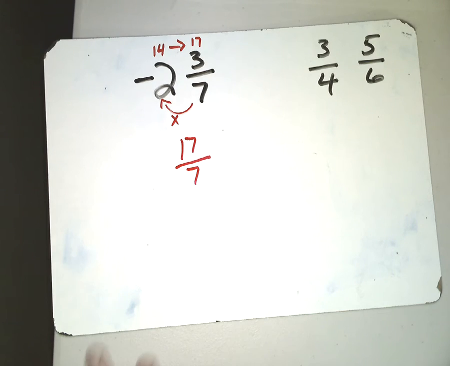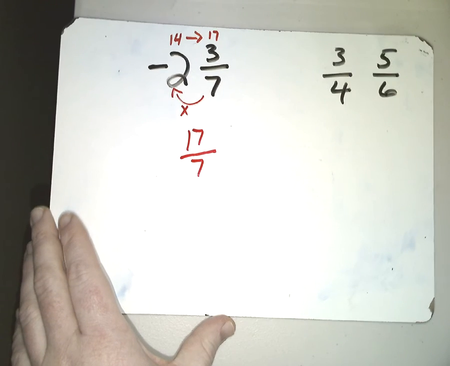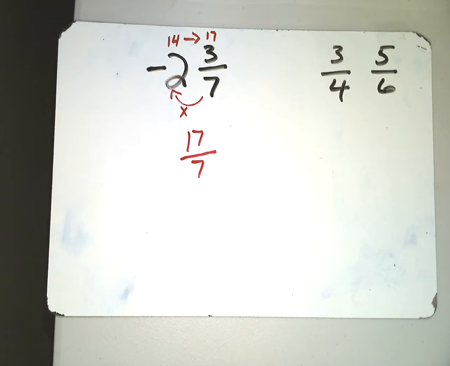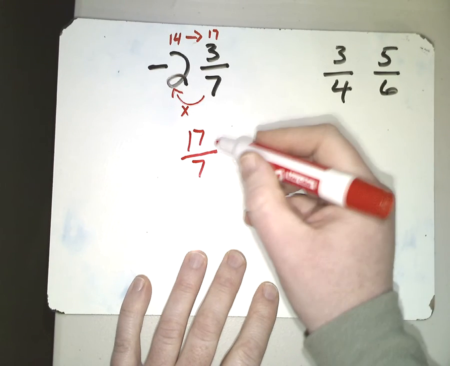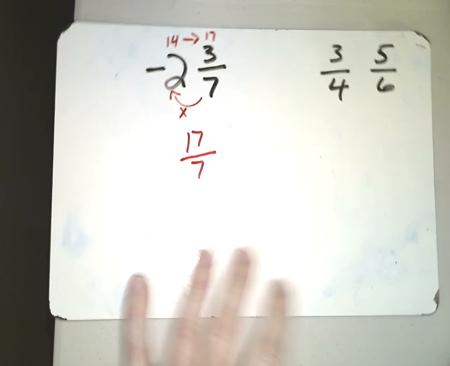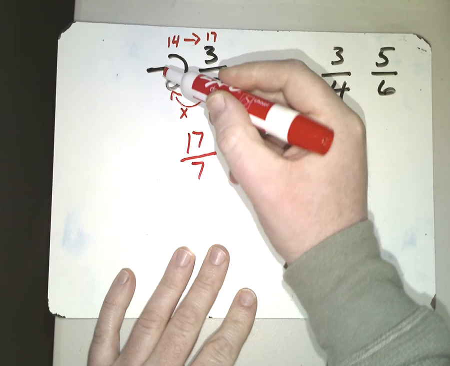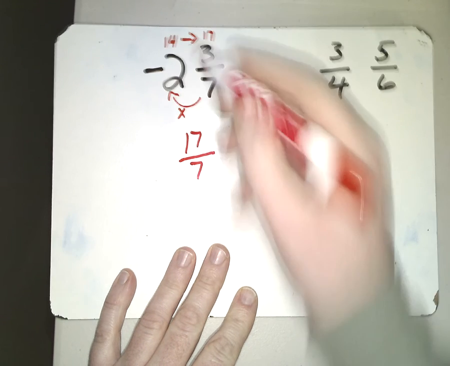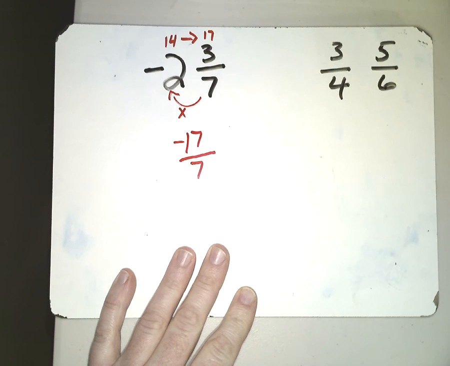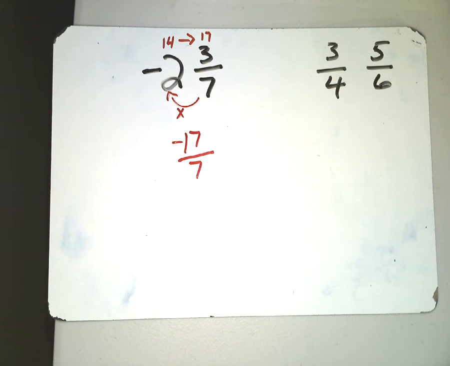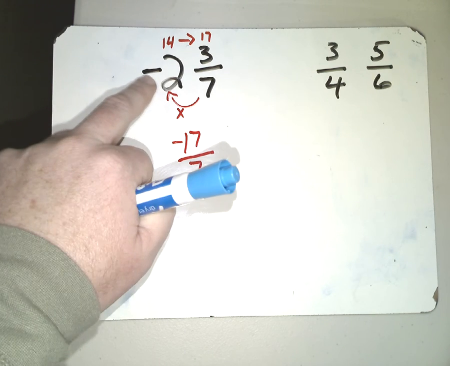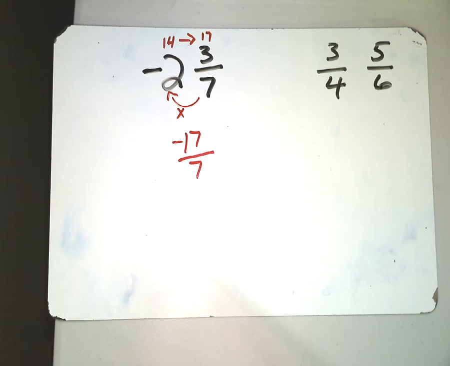Okay. Now, if I wanted to go ahead and check that, I could check that by turning this improper back into a mixed number. Oh, the other thing, this is negative, so I would bring the negative to the top. Always make sure, if it's a negative mixed number, we need to bring that negative to the improper fraction.